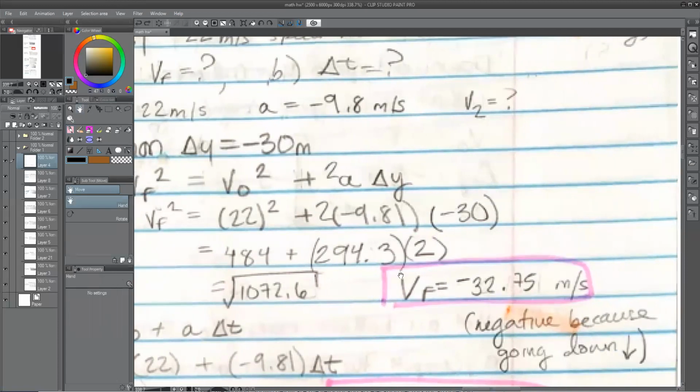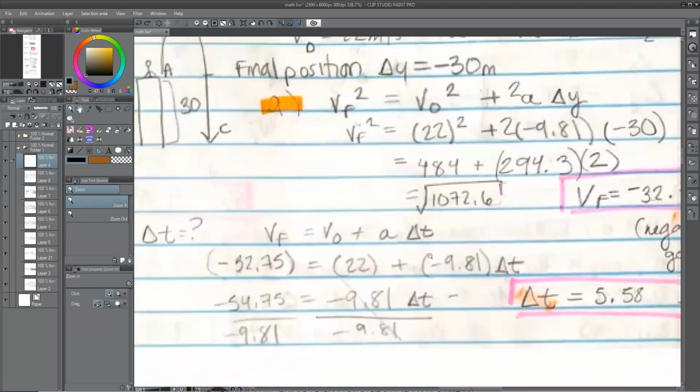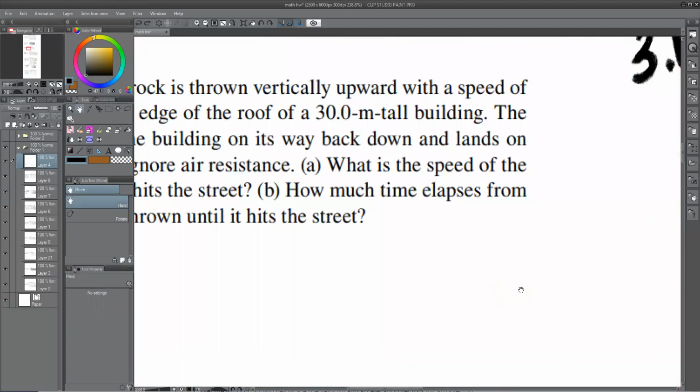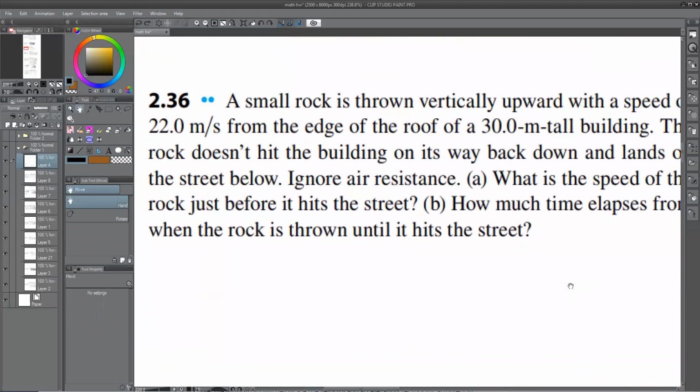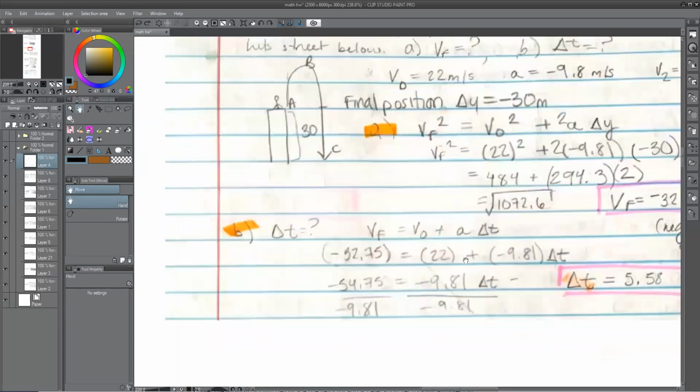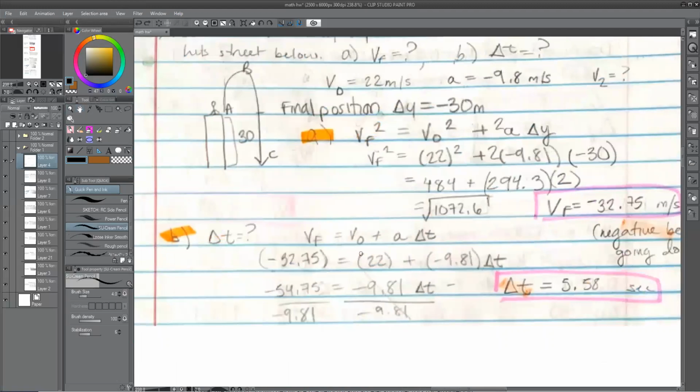Kind of literally, it's going down. The second part of the problem is asking, if I'm not mistaken, how much time elapses from when the rock is thrown until it hits the street. So the time that elapses, so now we're solving for the change in t.